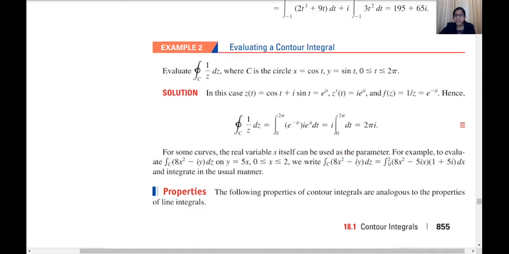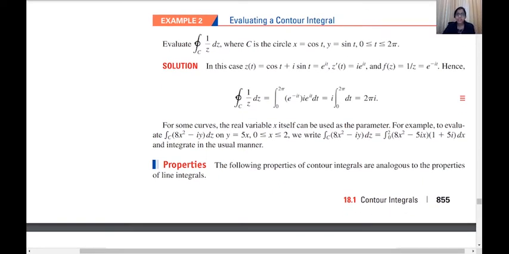Now just keep in mind this particular note. In some cases, if you are asked to evaluate the integral over C of (8x² − iy) dz, this is also a complex number, right? So the integral of (8x² − iy) dz, where y is equal to 5x. So the curve is y = 5x, and x varies from 0 to 2.